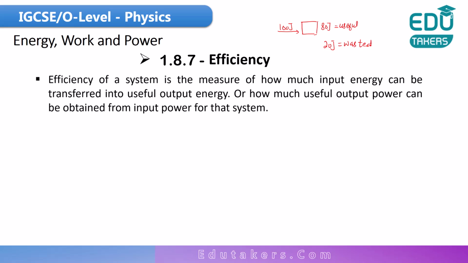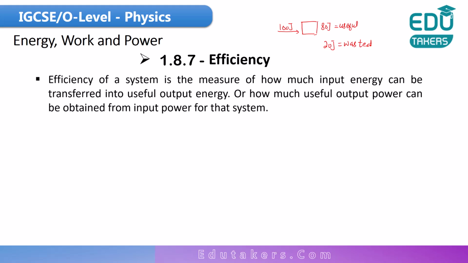So in this case, I can simply say that I consider 100 joule as the input energy. It is converted into 80 joule, which is the useful output energy, and the remaining amount is wasted energy into the environment, which is just like thermal energy. So the efficiency of the system tells us how much input energy is converted into the useful output energy.